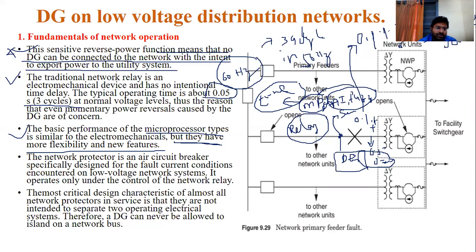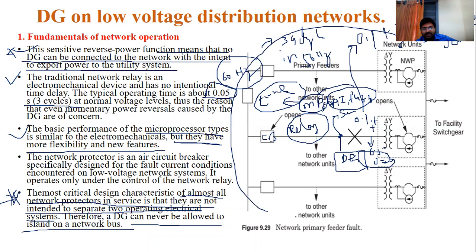Now see, what is the most critical design issue for this type of network? The characteristic of almost all network protectors in service is that they are not intended to separate two parallel electrical systems. Therefore a DZ can never be allowed to island a network. What is the meaning of this? A network protector prevents islanding.